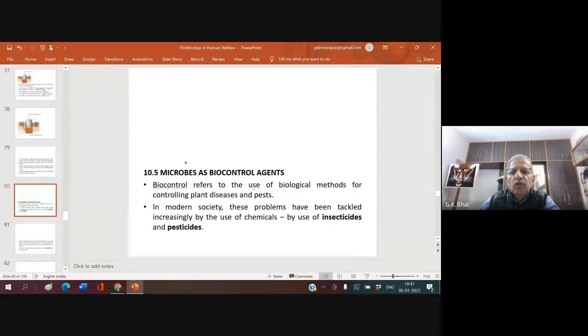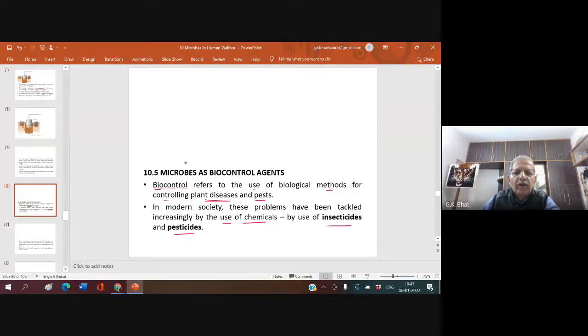Biocontrol refers to the use of biological methods for controlling plant diseases and pests. We control diseases and pests by using biological weapons. In modern society, these problems have been tackled increasingly by the use of chemicals, insecticides and pesticides. So generally, we go for chemicals if we want to control diseases and pests.